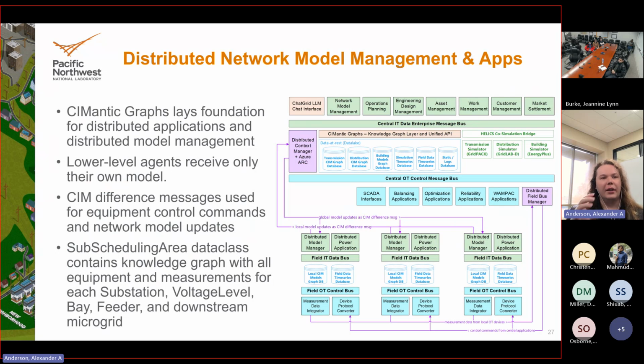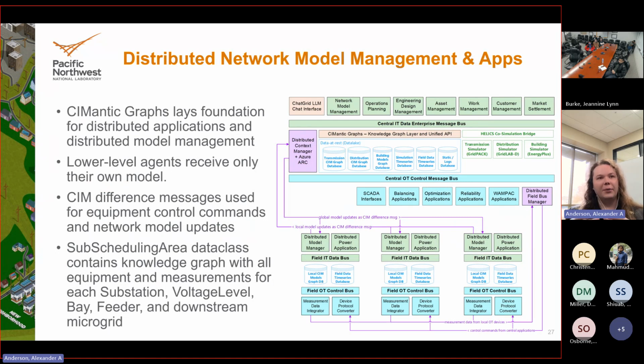And so we say, okay, this microgrid is a type of subscheduling area. This little low voltage network is a type of subscheduling area. It has its own applications. It's got its own local copy of its network model. The microgrid controller needs to know the topology and devices within its own microgrid, but it doesn't need to know the microgrid on the next feeder or other stuff within the feeder except for the boundary interface.